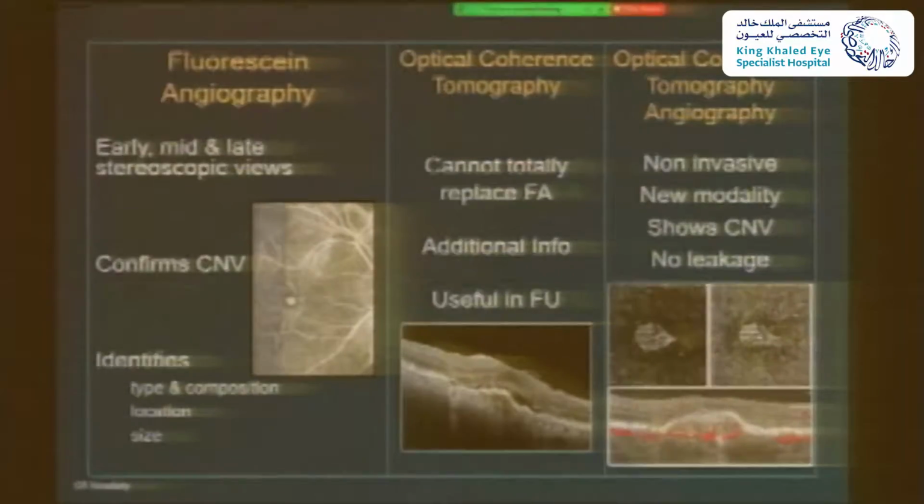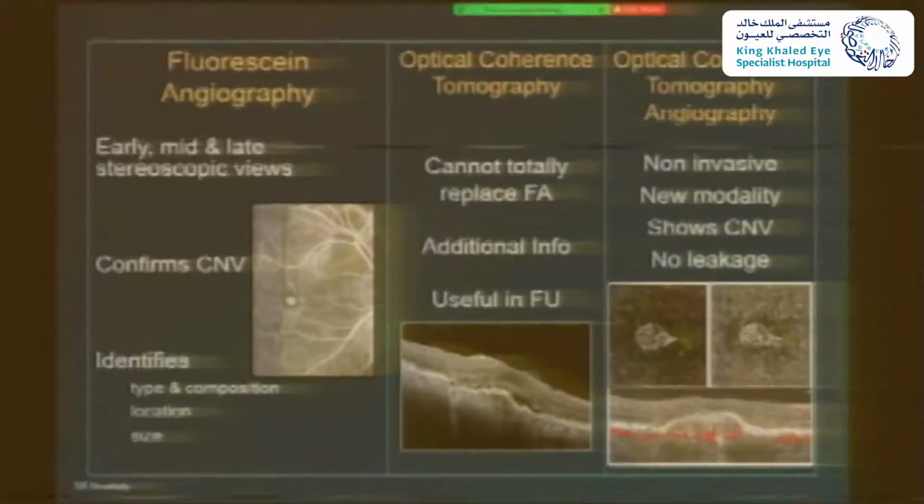Where is it located? Is it under the fovea, just next to the foveal center, which we call juxtafoveal, or is it away, called extrafoveal? And of course, it's going to determine the size. Nowadays, the size is not so important, but at the time when we didn't have anti-VEGF drugs, we used to treat with PDT, and for PDT, you need to determine the size. We're going to come to this in a moment. Most of the time, we just do an OCT, okay?